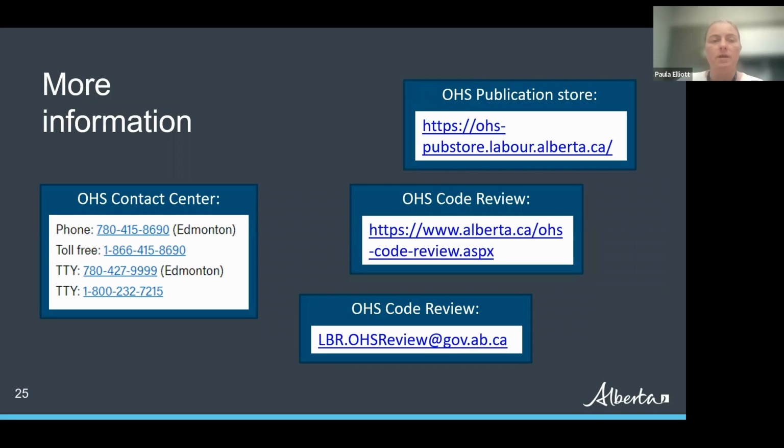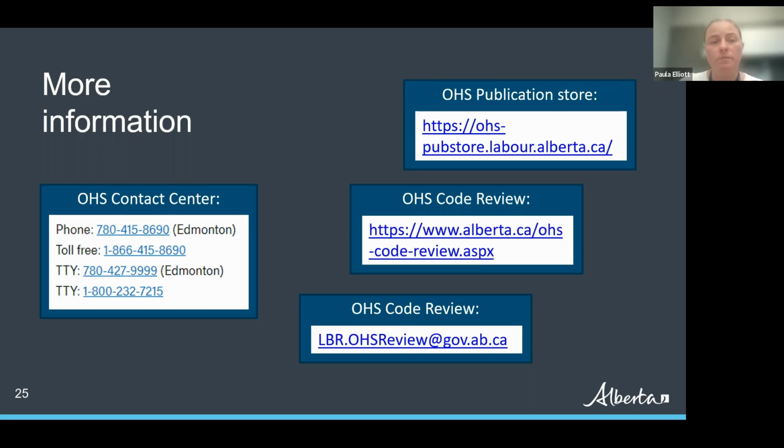As always, as stakeholders have questions, they can always reach our OHS contact center. They can go online through the Ask the Expert function to ask a question. They can also actually visit our publication store, which is where those highlight change bulletins are. For the future OHS code changes, we've got an OHS code review webpage, and then we've got an email address at lbr.ohsreview@gov.ab.ca. That's actually kind of a dual purpose email where stakeholders can either ask questions about the current changes that are happening and the implementation of those, or you can actually submit suggestions for future OHS code topics and your rationale for those.